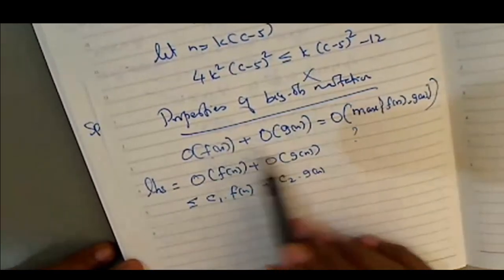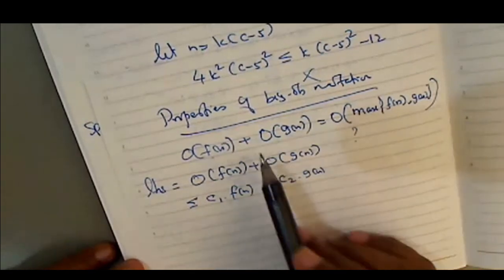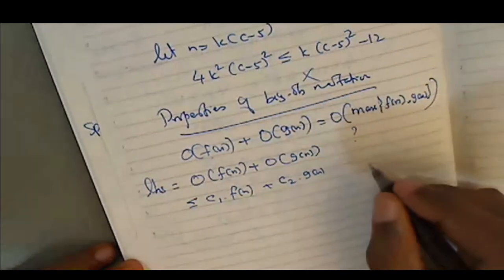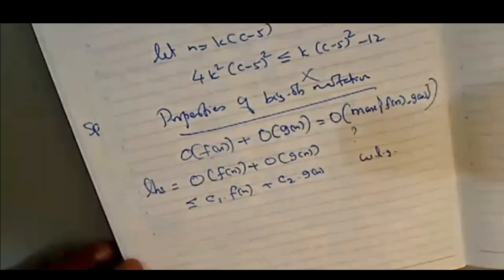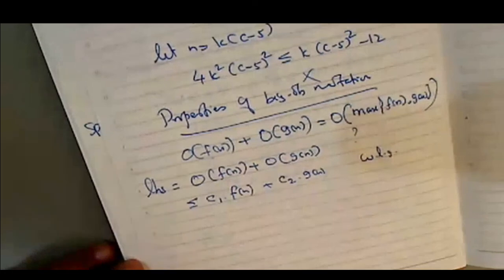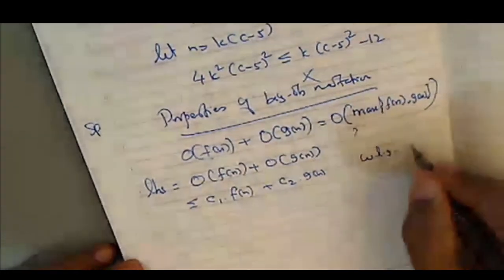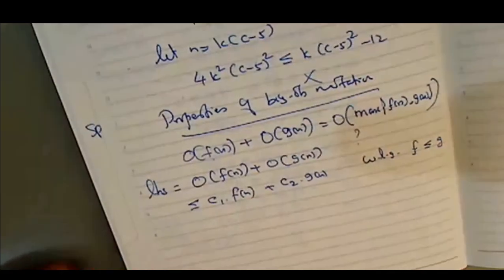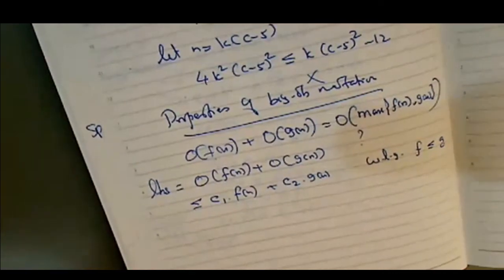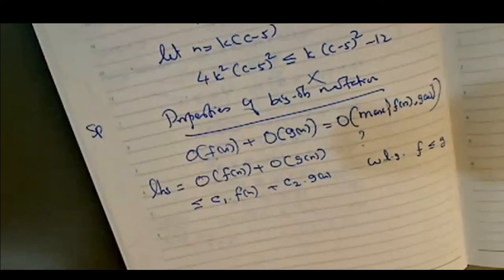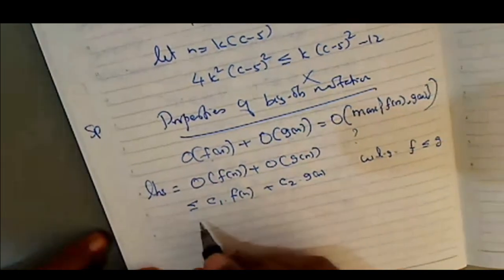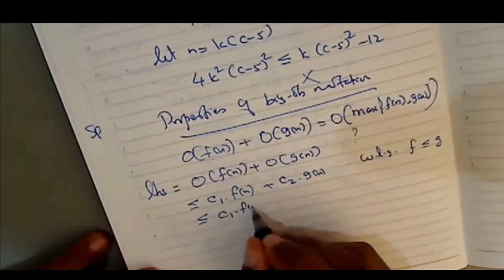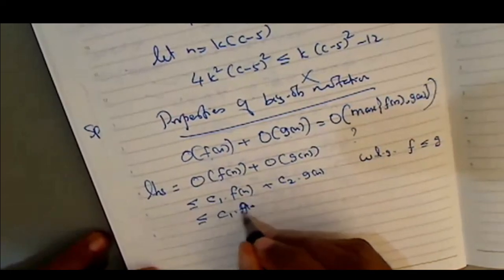And we say that the maximum of these two will be taken. We do not know whether f of n is maximum or g of n is maximum. So without loss of generality, already explained, you can take anyone as the maximum. We can assume that f is less than or equal to g, so g is larger. Then this inequality becomes less than or equal to C1 into g of n.